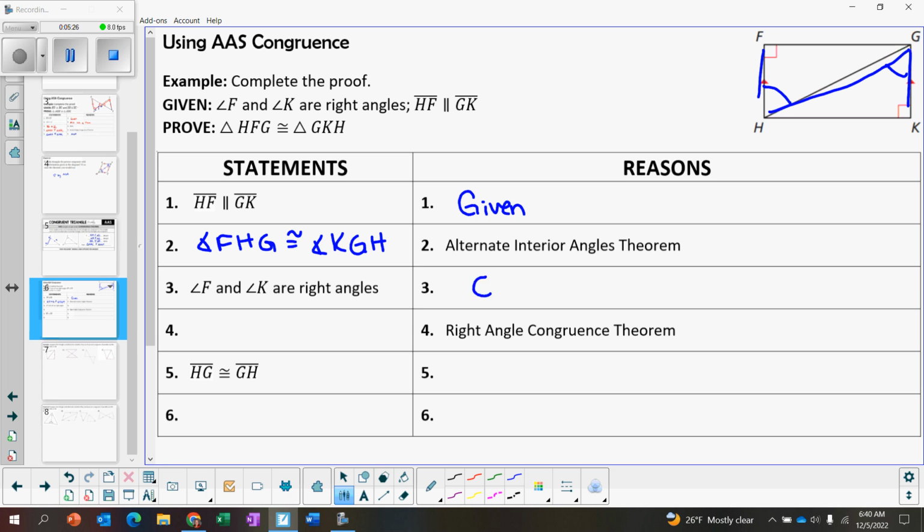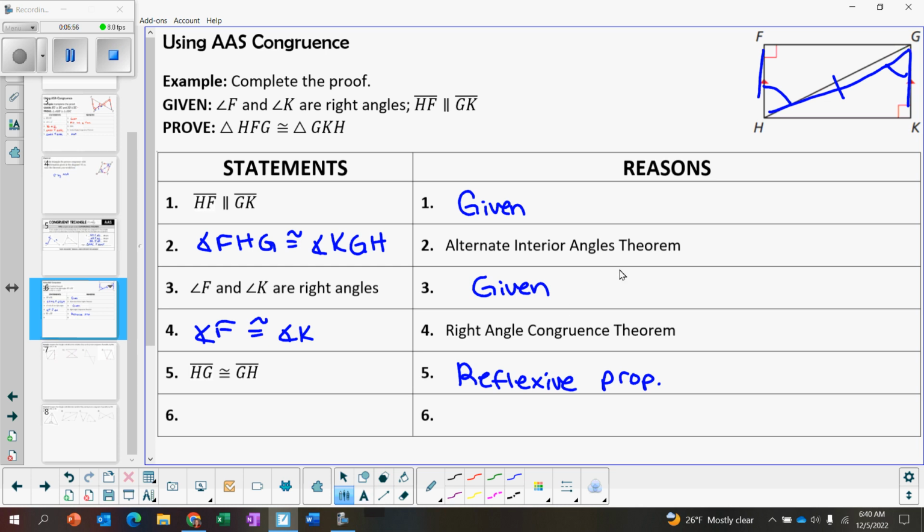We're also given that angle F and angle K are right angles. And the right angle congruence theorem says that right angles are congruent, so that means angle F is congruent to angle K. Now we have HG is congruent to GH. That's the same segment in this picture, right? That's the shared or reflexive side. So that's congruent by the reflexive property.